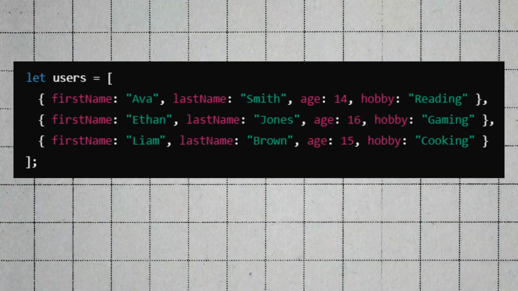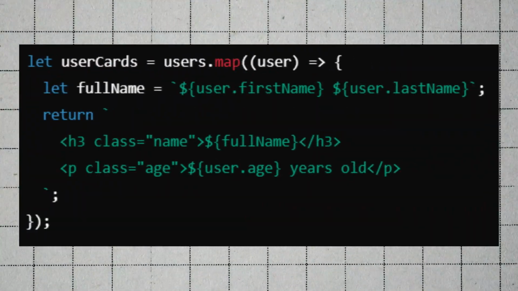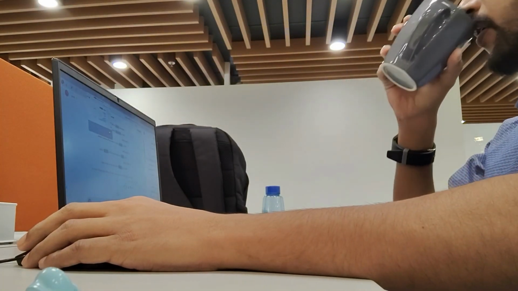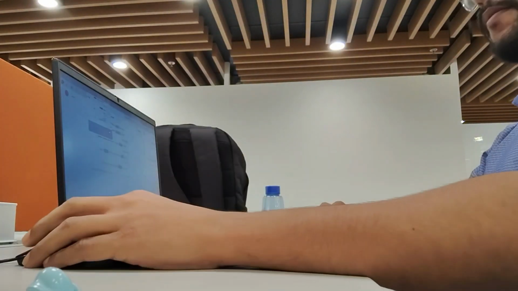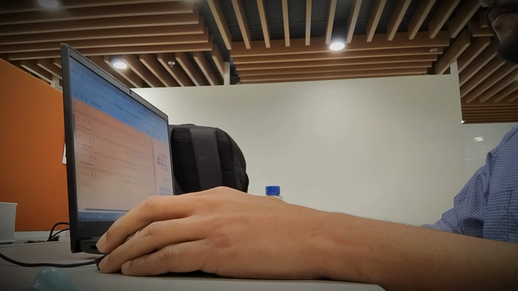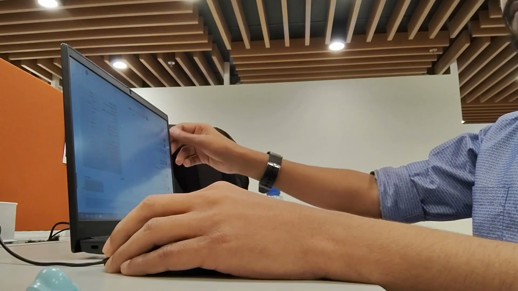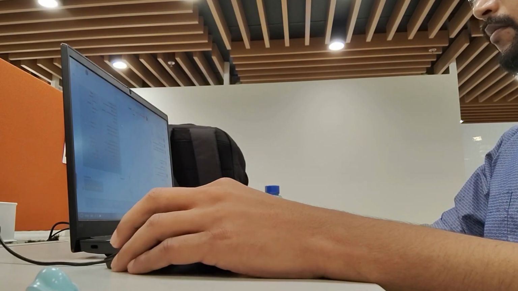Imagine you have an array of users, each with some basic info. Now let's use map to combine their first and last names and display it with some HTML-like output. So here is what you need to know. Map always creates a new array, even if that array ends up being empty. Second, it does not change the size of the original array, unlike filter, which can remove elements. Third, it works with the values from the original array, so you are transforming the data, not altering it.